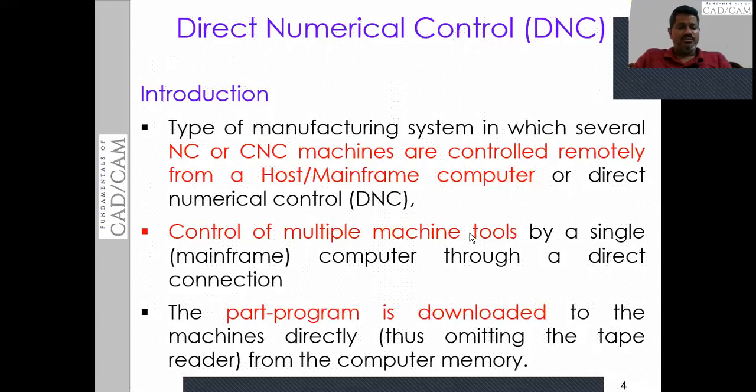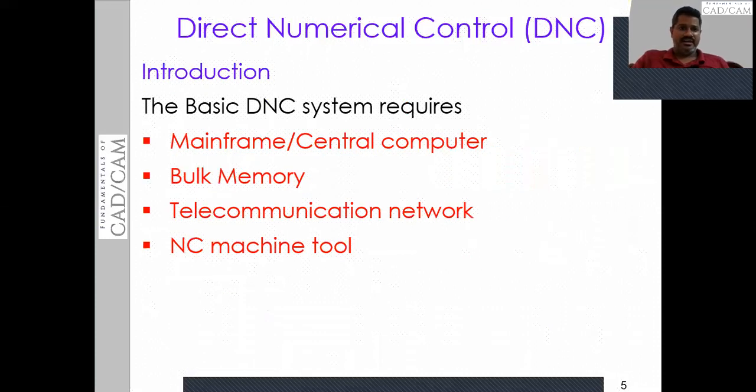Then the part programs can be downloaded directly from the central computer, without using a tape reader or a punched card. That means in the case of NC, we insert a punched card or a tape reader. From that, the NC machine reads the program, and according to the program on the tape or punched card, the machine performs the operations. In this case, a number of machines access the programs directly from the central computer, where all the programs are fed.